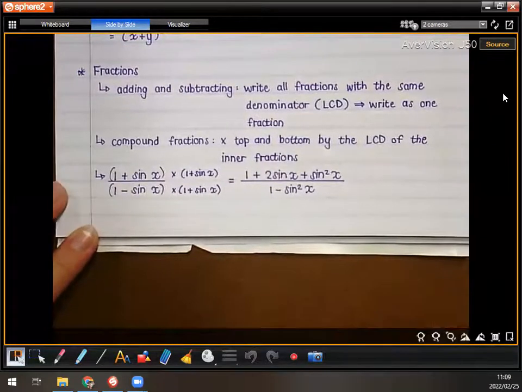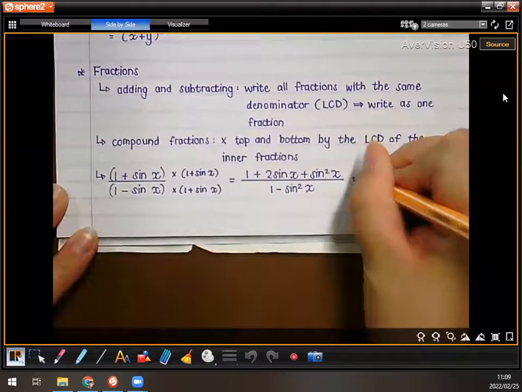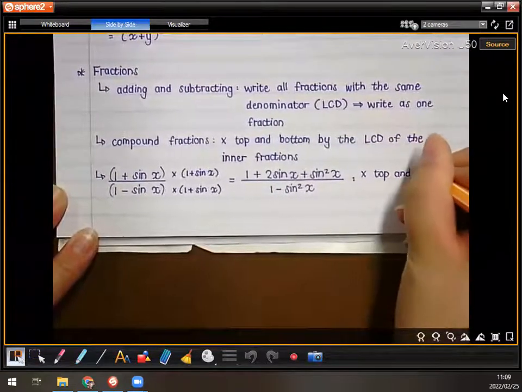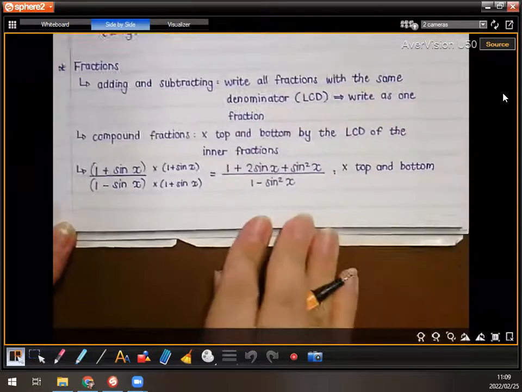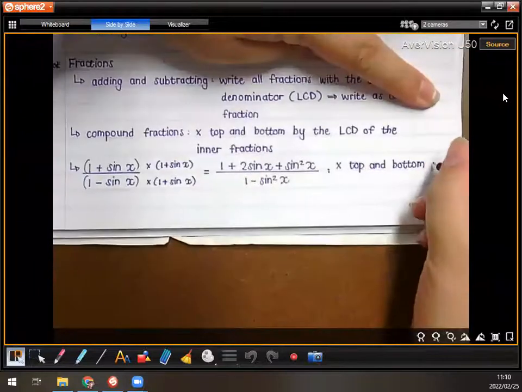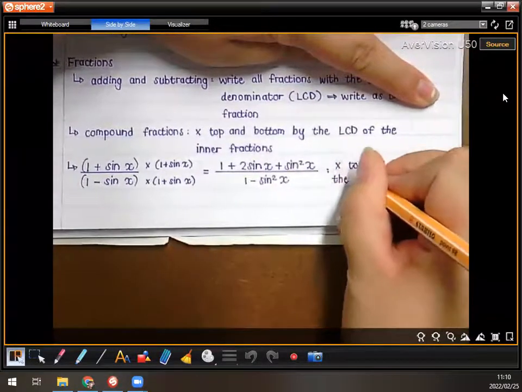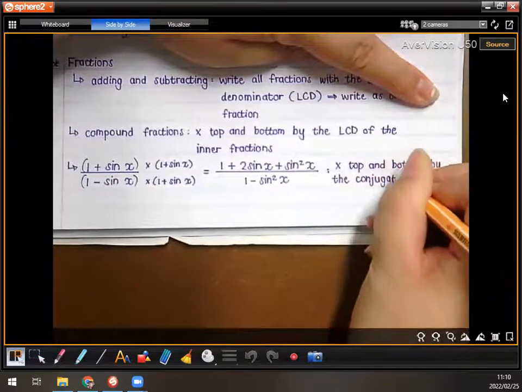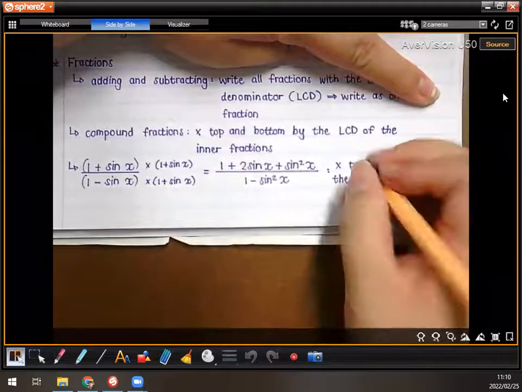So what did we do here? We times top and bottom by the conjugate of the denominator.